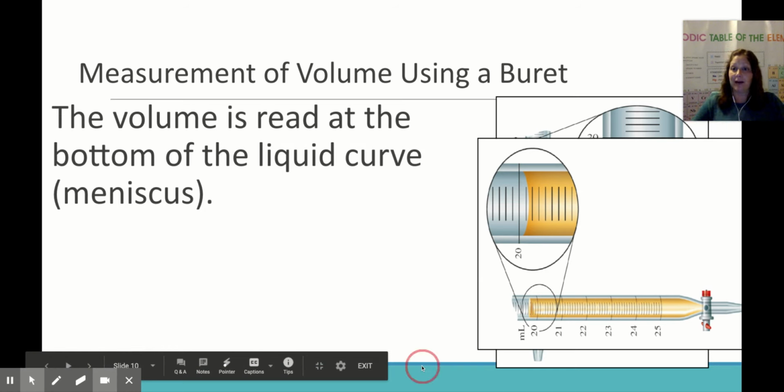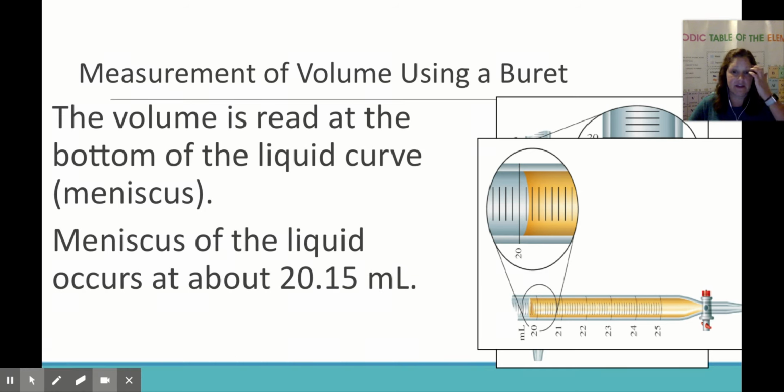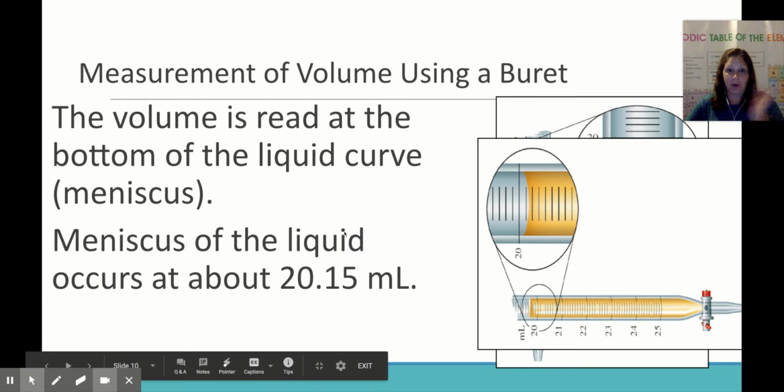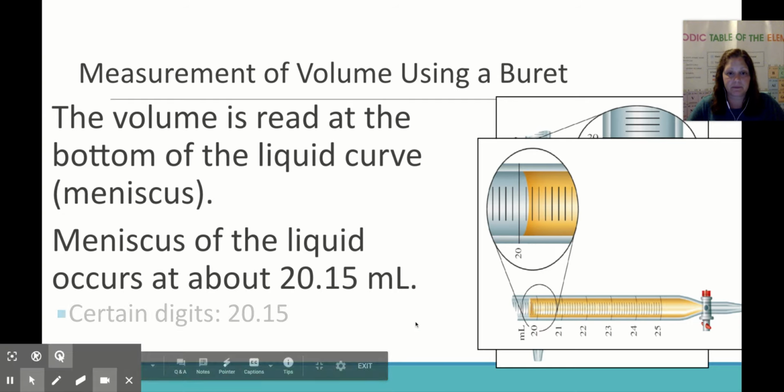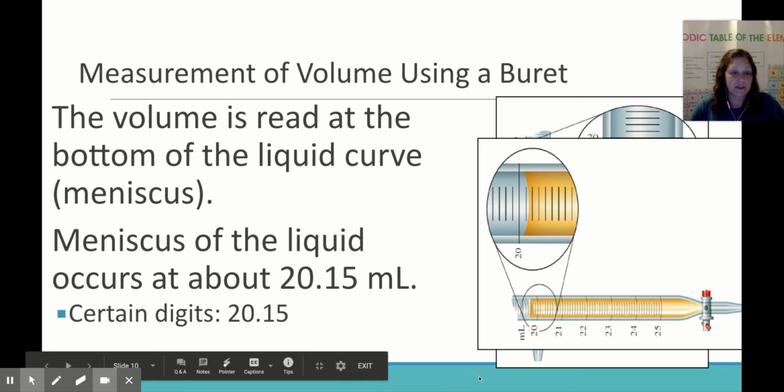So we read the bottom of the curve, and the meniscus on this one occurs at about 20.15, because we always estimate one extra place past where we have the last measurement that's given. So that, with certain digits, would be 20.15.